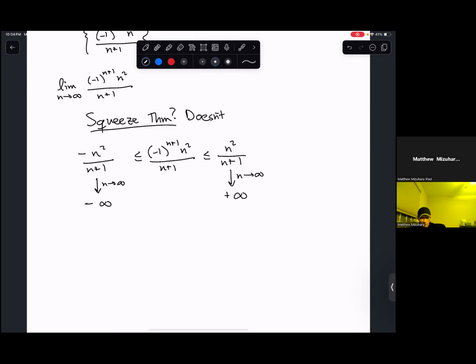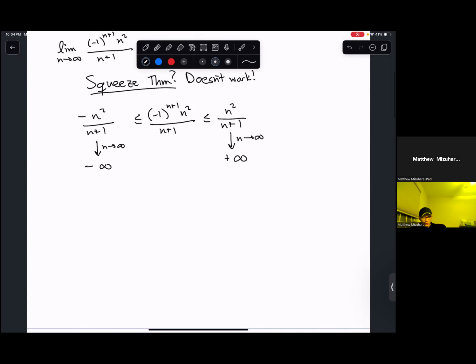Why not? Well, remember that the squeeze theorem, in order for it to work, we need to make sure that upper bound and lower bound sequence both converge to the same number. And in this case, they both diverge to opposite infinities, in fact. And so we can't apply the squeeze theorem here. And in fact, after a moment's more thought, we see that this sequence, in fact, diverges.